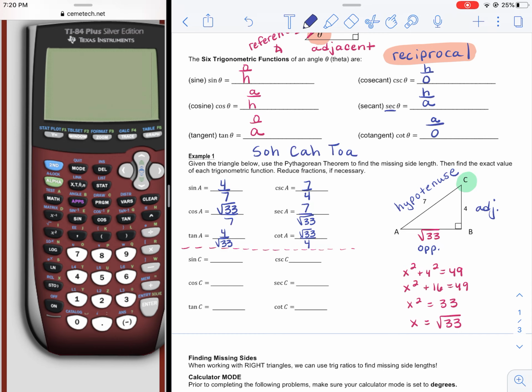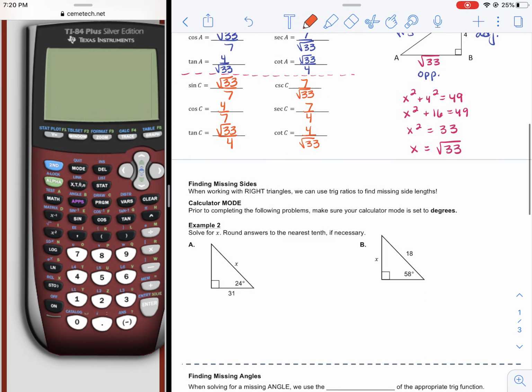And so now my sine of angle C, sine is opposite over hypotenuse, so I get square root of 33 over 7, and then its reciprocal is 7 over the square root of 33. And then for the cosine of angle C, 4 over 7. And then the reciprocal is 7 over 4. The tangent of angle C, opposite over adjacent, is going to be the square root of 33 over 4. And then if I flip that, I get 4 over the square root of 33. Okay, so make sure you know how to find those 6 trig functions.